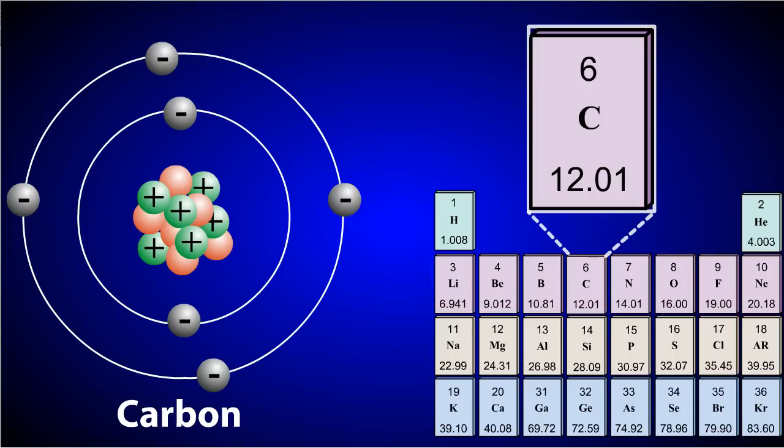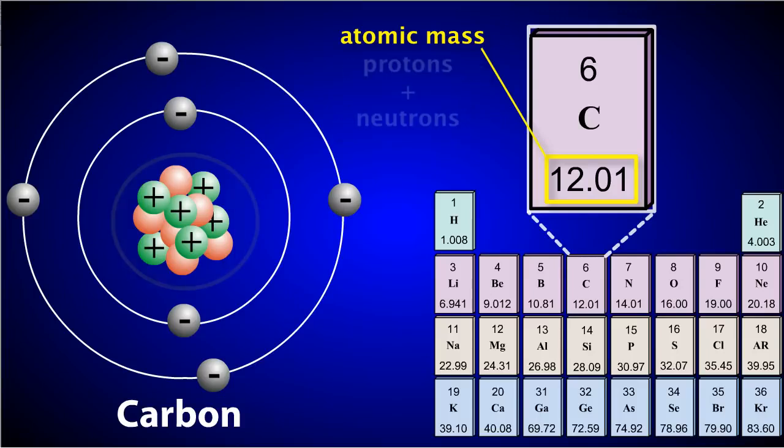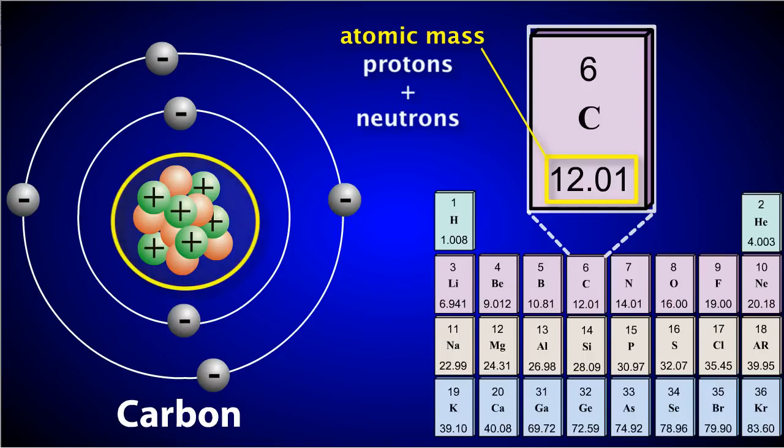The number that appears below the element symbol is called the atomic mass. The mass of an atom depends on the number of protons, neutrons, and electrons it contains. However, since electrons are so small, their mass is assumed to be 0 in most calculations. Therefore, the atomic mass of an atom is equal to the sum of its protons and neutrons.